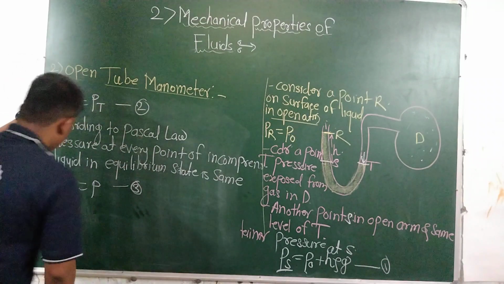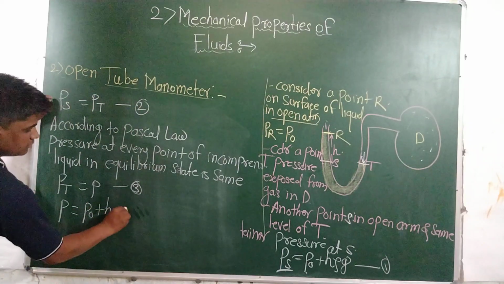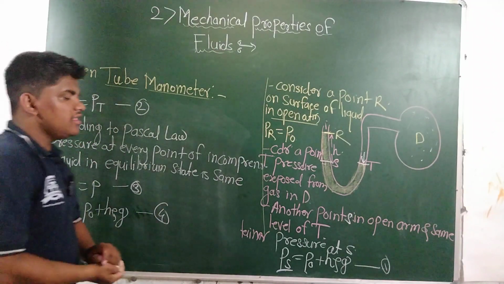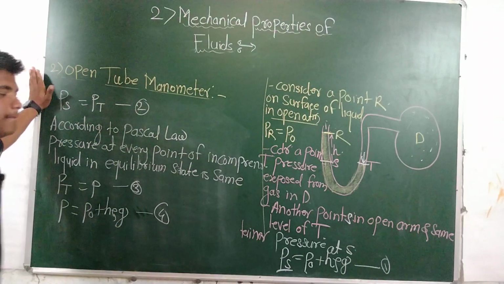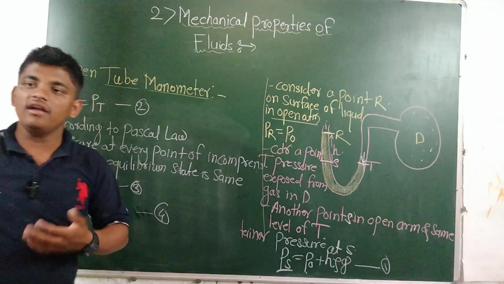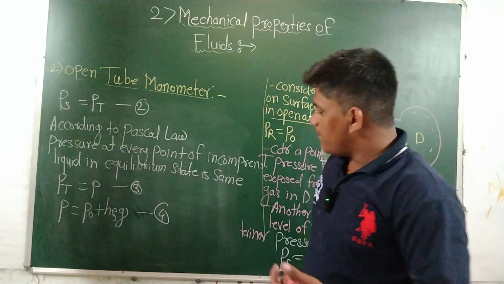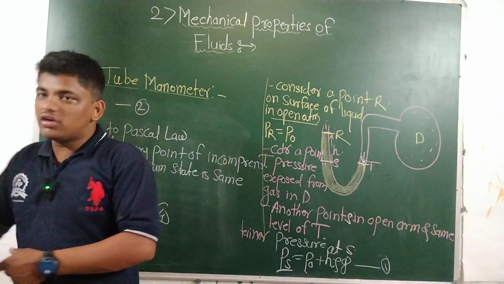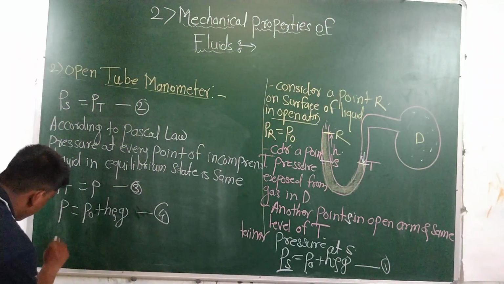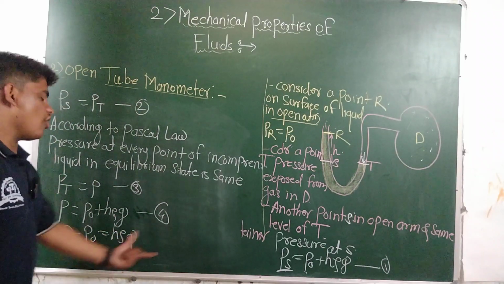And what is the P of S? P of S is equal to P, that is P of 0 plus H rho into Z. This is equation number 4. In the open tube manometers, they only measure the gauge pressure. What is the gauge pressure? The pressure difference between the atmospheric pressure and total pressure is called gauge pressure. The difference of pressure between the total pressure of the fluid and atmospheric pressure, that is P minus P0 is equal to H rho into Z. This is the gauge pressure.